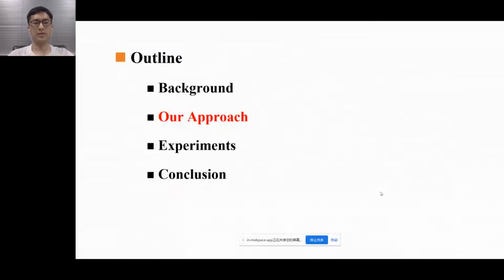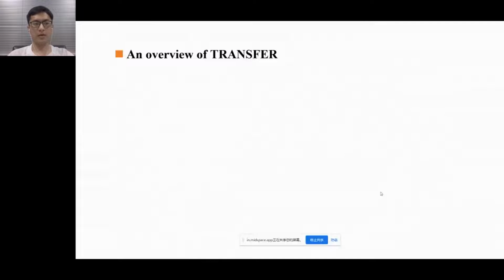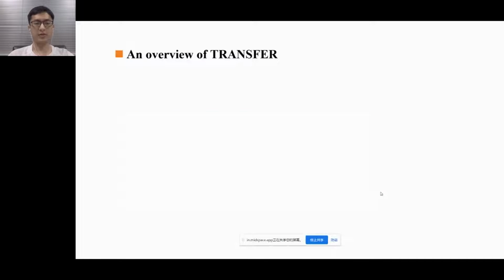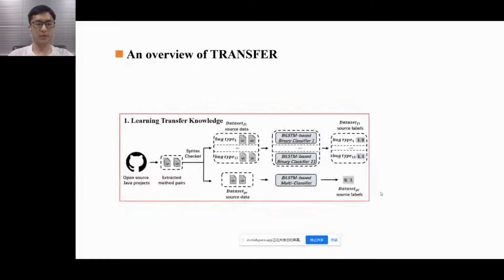Next, I will describe our approach. Let's take a look at the overall framework of our method, Transfer. In the first phase, we extract methods before and after fix from open source projects and use a syntax checker to generate two large-scale datasets called dataset FL and dataset PR. For the FL task, we feed dataset FL to 11 binary classifiers to learn deep semantic features.